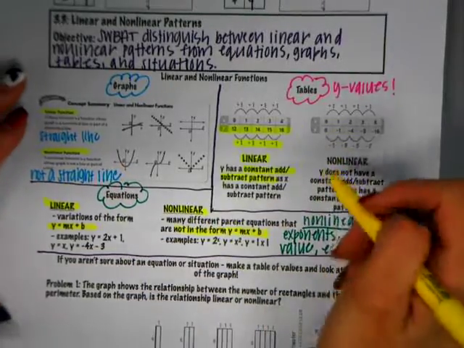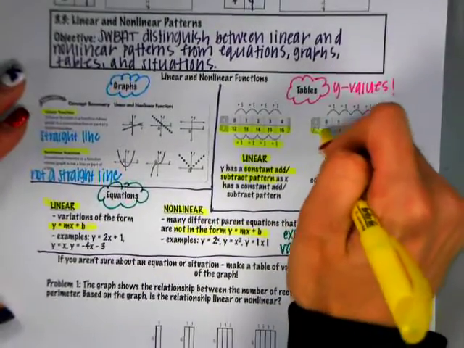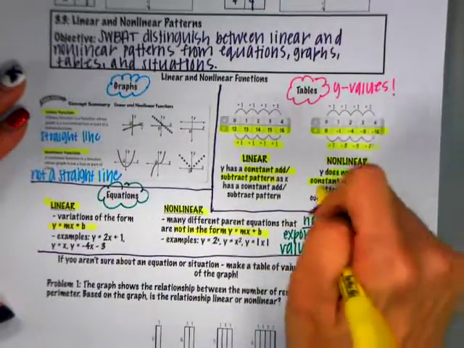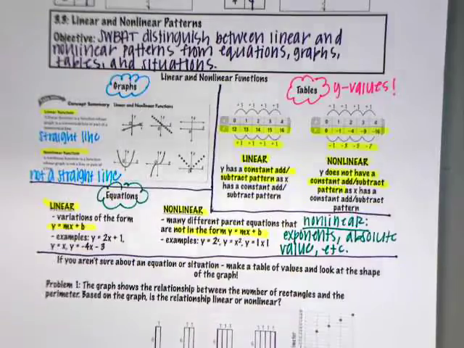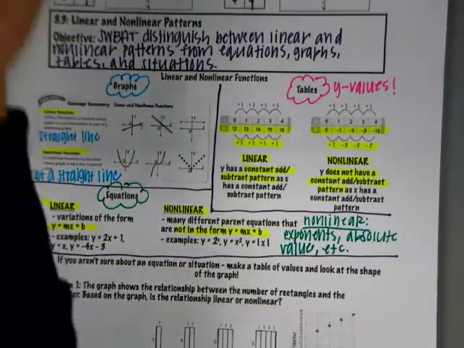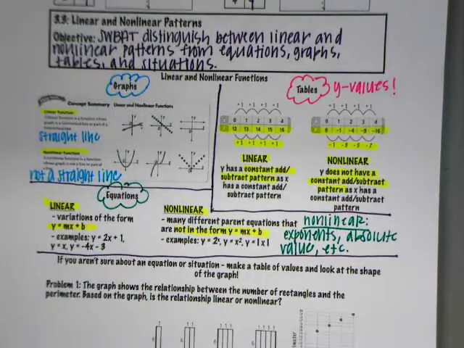For nonlinear, it's just going to be not that. So it does not have a constant add or subtract pattern. It doesn't have to have another kind of pattern. It doesn't have to be multiply or divide or anything like that. It either is or it isn't. Because nonlinear is going to include a bunch of different types of functions, and they all have different patterns in a table. So you're either saying, am I adding or subtracting the same thing every time for the y's? Yes or no? Yes? Linear. No? Nonlinear. Okay?